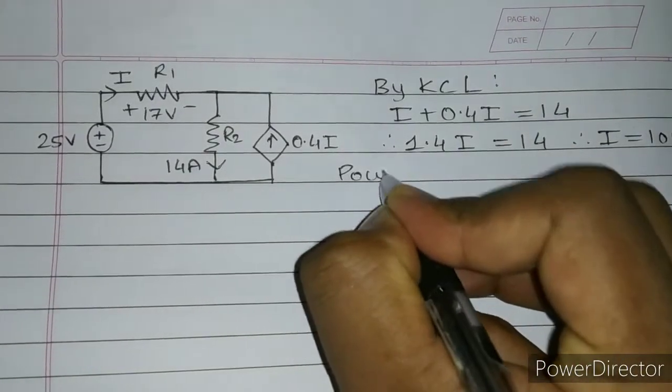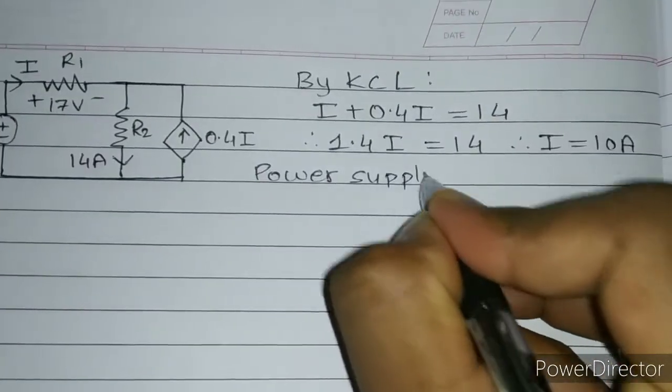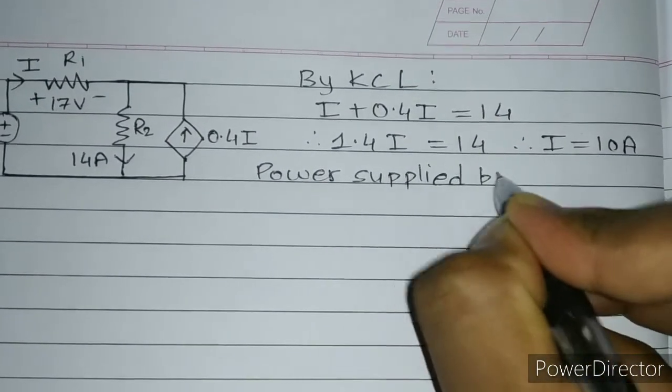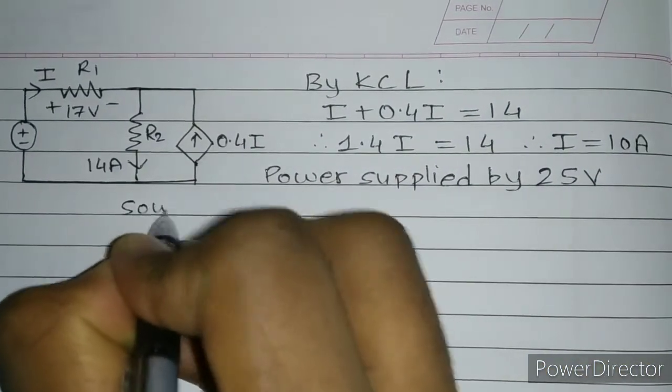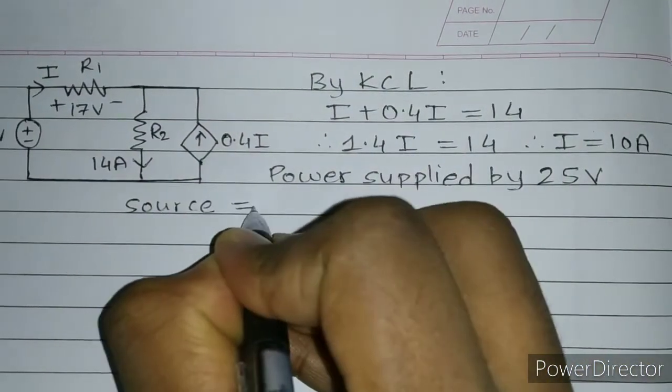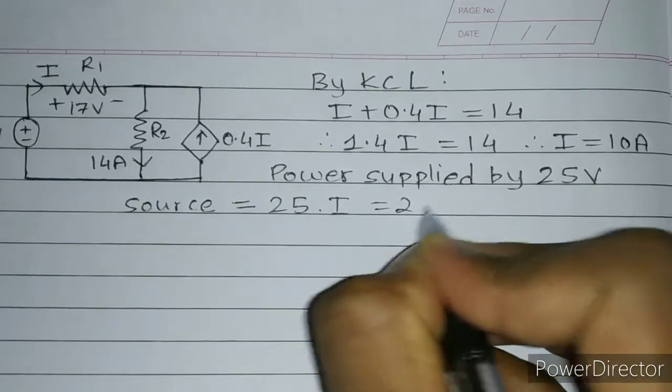So the power supplied by the 25 volt source is 25 into I, that is 25 into 10, which is equal to 250 watts.